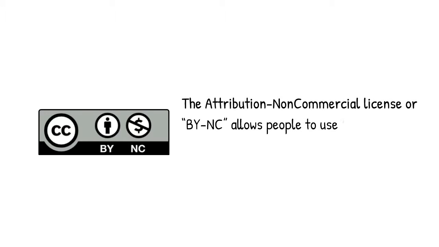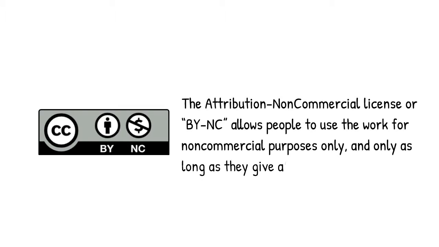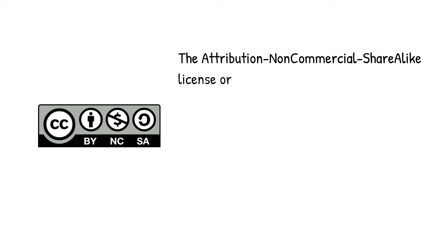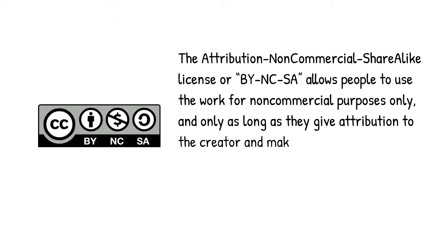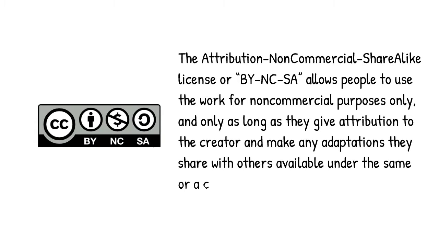CC BY NC. The Attribution Non-Commercial License, or BY NC, allows people to use the work for non-commercial purposes only, and only as long as they give attribution to the creator. CC BY NC SA. The Attribution Non-Commercial Share-alike License, or BY NC SA, allows people to use the work for non-commercial purposes only, and only as long as they give attribution to the creator and make any adaptations they share with others available under the same or a compatible license.